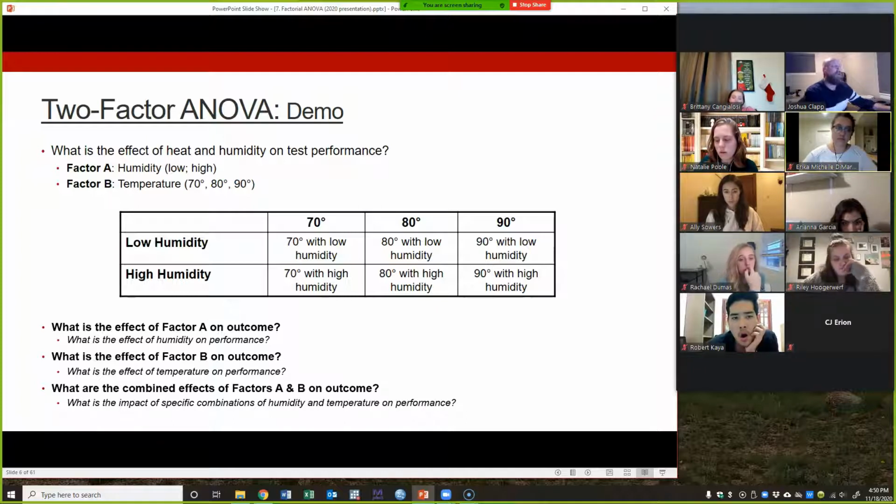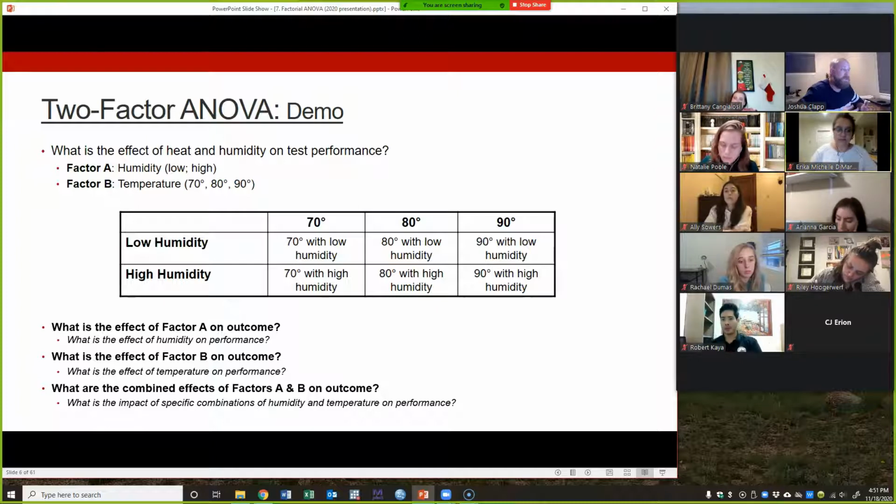Okay, here what I'm asking is, what's the impact of specific combinations of humidity and temperature on performance? And this becomes a little bit different because what I might find is the impact of temperature on performance depends on whether I'm working in high levels of humidity or low levels of humidity. Or conversely, maybe the impact of humidity differs across temperature. Maybe if I'm working at low temperatures, humidity doesn't matter. But if I get higher, now all of a sudden humidity does start to matter.